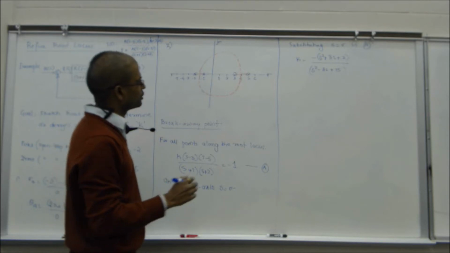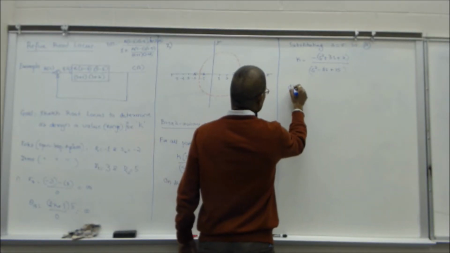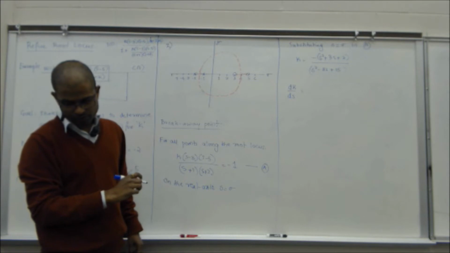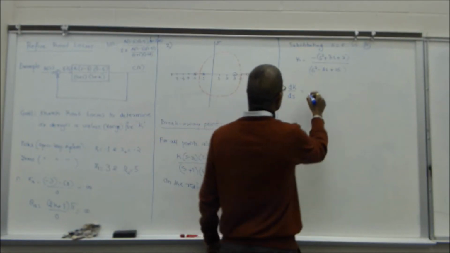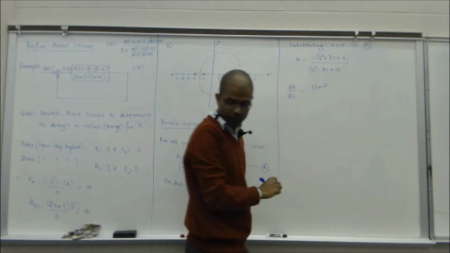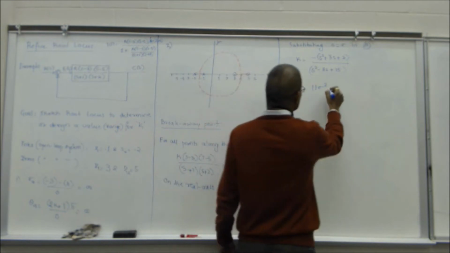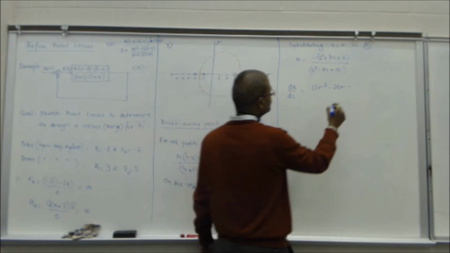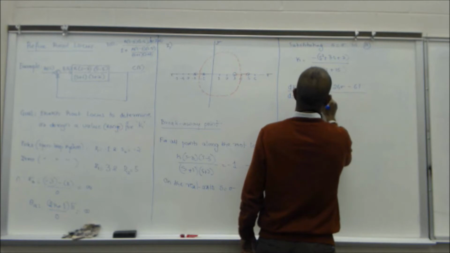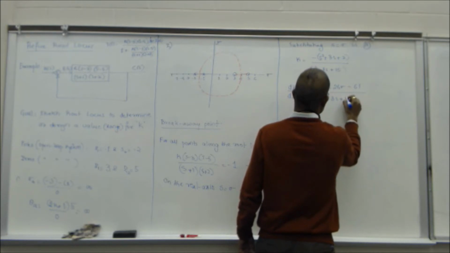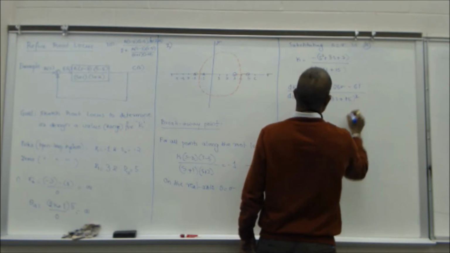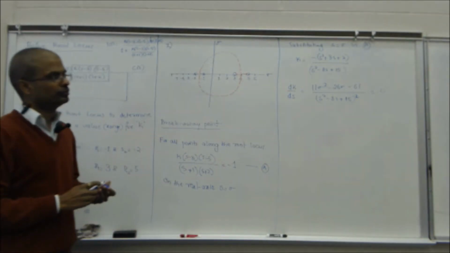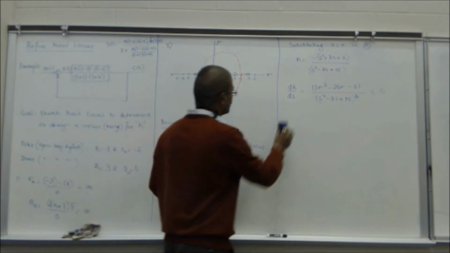Now you have to understand that if you do a dK by dS, which is 11 sigma square minus 26 sigma minus 61 over s square minus 8s plus 15, and equate this to 0, that is dK by d sigma.